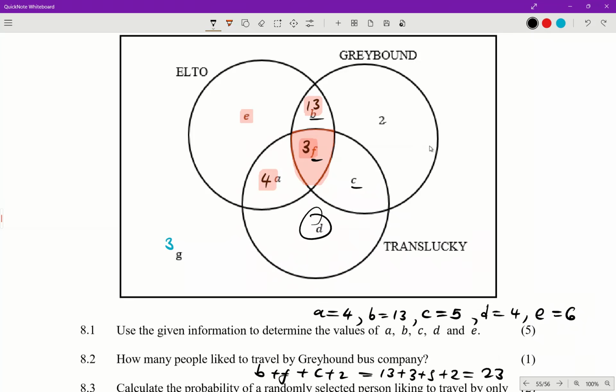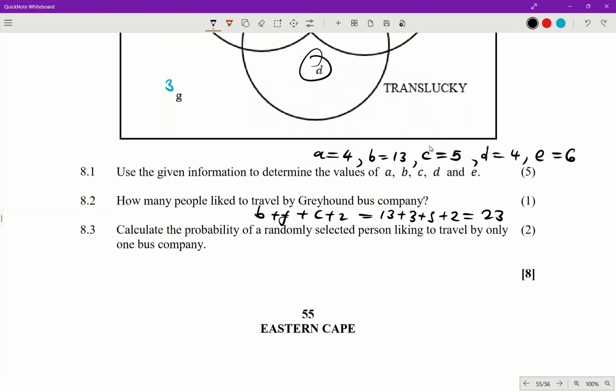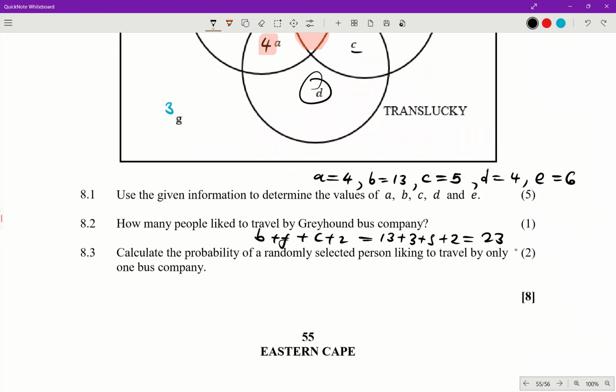So that's like 23. So we have 23. So how many people? 23 people. And that was like 2 marks, guys. 1 mark. Seems like it was not a hard thing, nah? It was not a hard thing, guys.